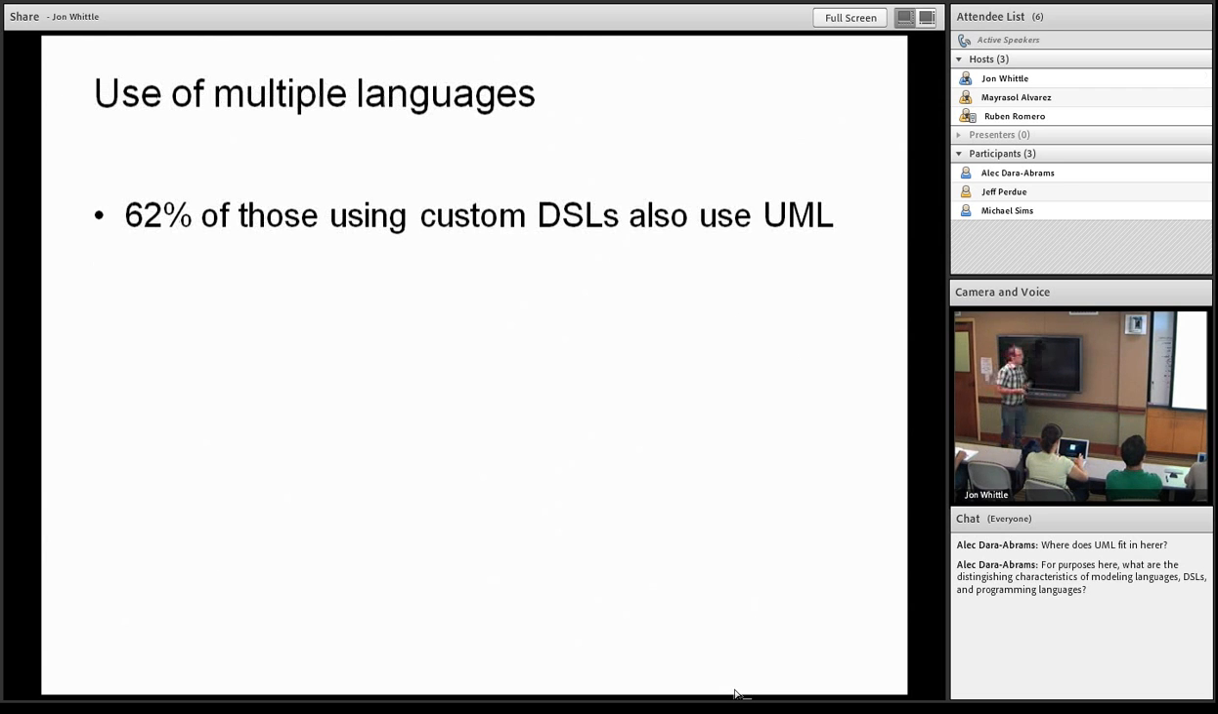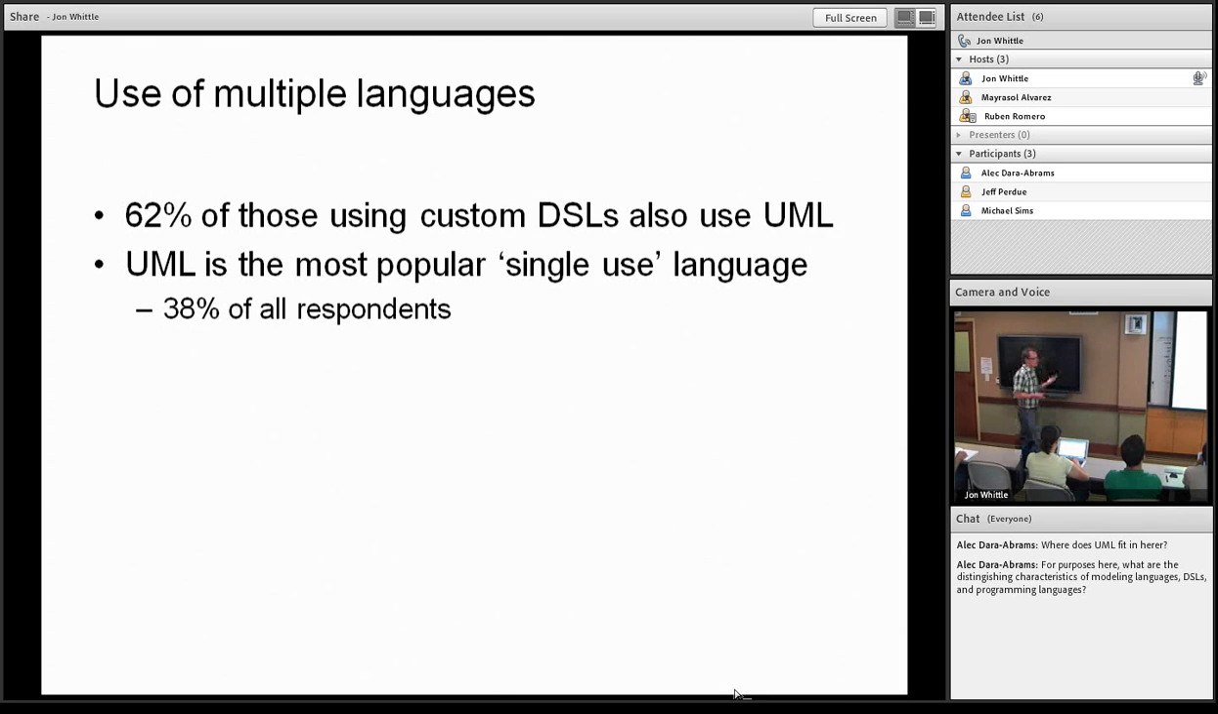And the first thing we found was that people tend to use multiple modeling languages. They don't use a single modeling language. So it's not the case that, if you're using UML, you only use UML. It's not the case that if you're using DSLs, you only use DSLs. 62% of our respondents that were using DSLs also use UML. Of the people that did use a single language, UML was definitely the most popular.